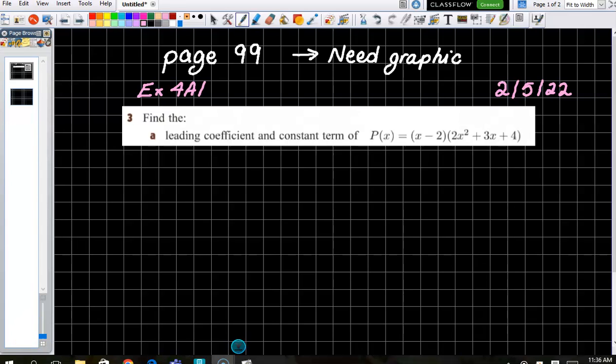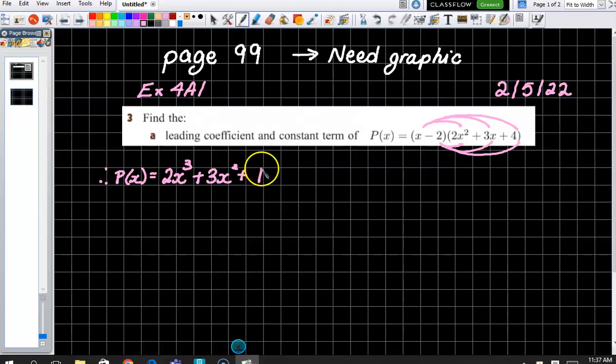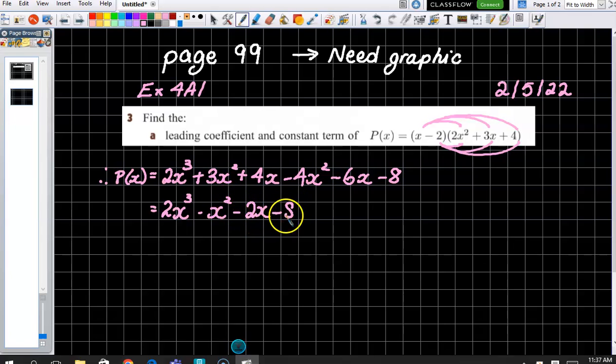So people are saying, yes, FOIL doesn't take you very long. You're just saying everything in here times through by x, then times everything through by -2. Agreed? So we could then say, therefore, P of x equals 2x cubed, 3x squared, plus 4x, take 4x squared, and gather your like terms. And it shouldn't take ages to do that. It should be short, sharp, shiny.